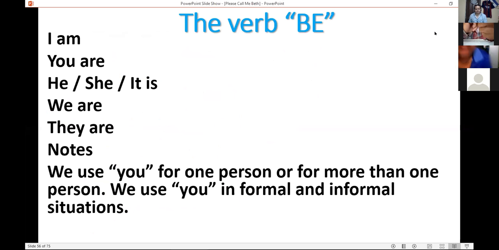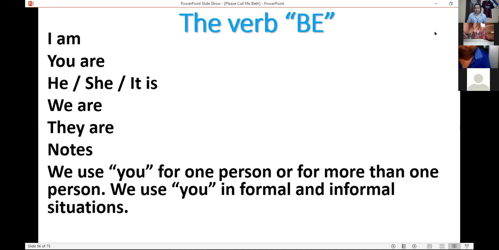Okay, let's see. Max, can you start reading, please? Okay, the verb be. I am, you are, he, she, it is, we are, they are, not. We use you for one person or for more than one person. We use you in formal and informal situations. Thank you. Thank you very much, Max.